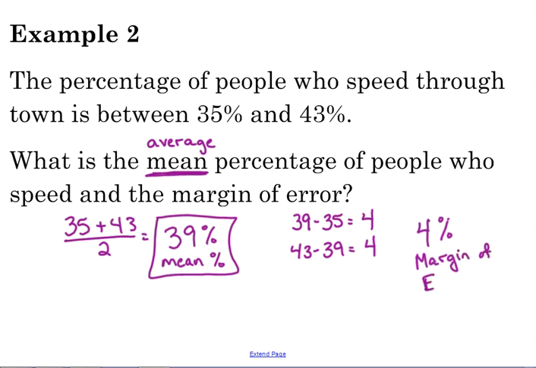We were just going backwards from the first example we were doing. In the first example, we were given the mean percentage and the margin of error, and we came up with the range. Here, we're given the range. We're coming up with the mean percentage and the margin of error. Now, technically, you don't have to do both these calculations, the 39 minus the 35 and the 43 minus the 39. I was just showing you that both of them should give you the same number, right? If you add it or if you subtract it from the mean, it gives you the range.